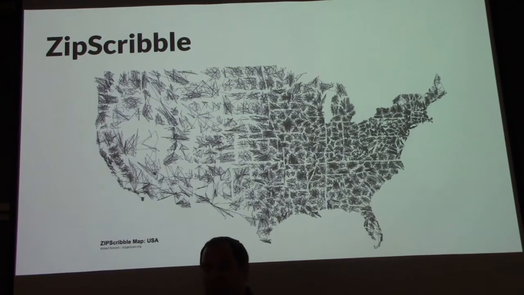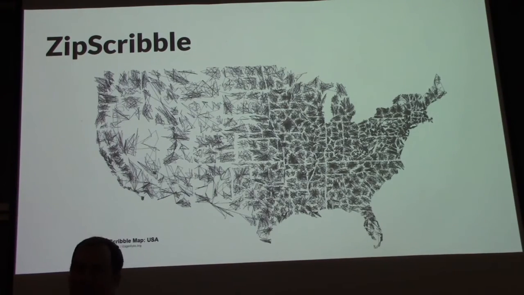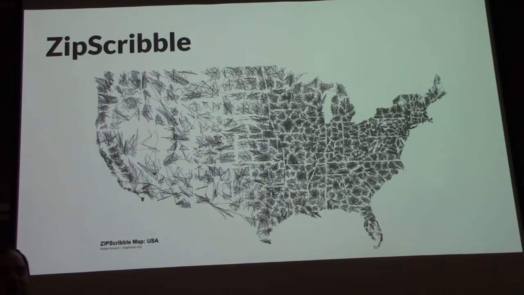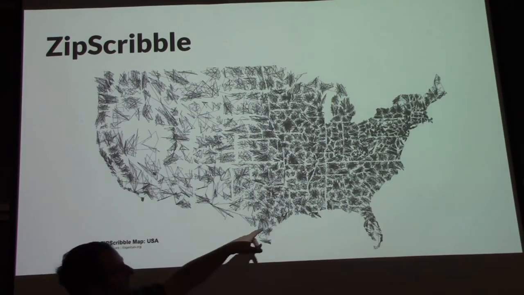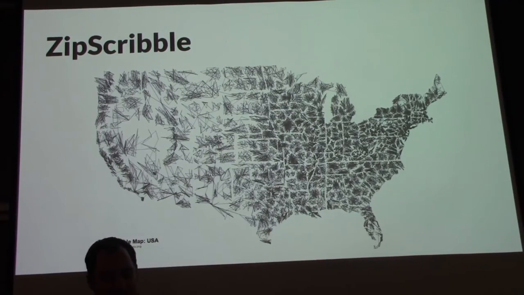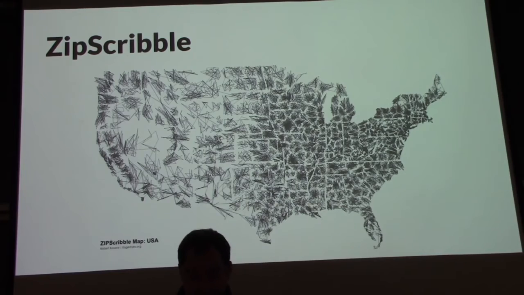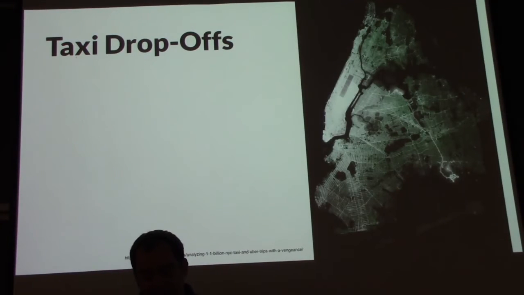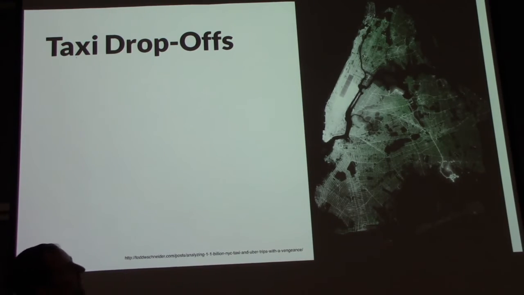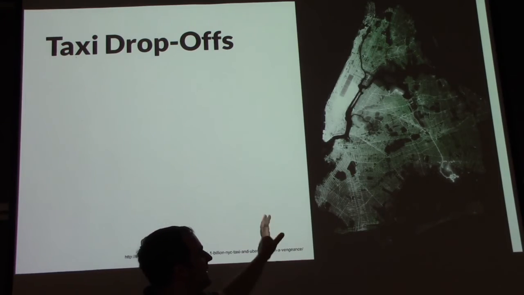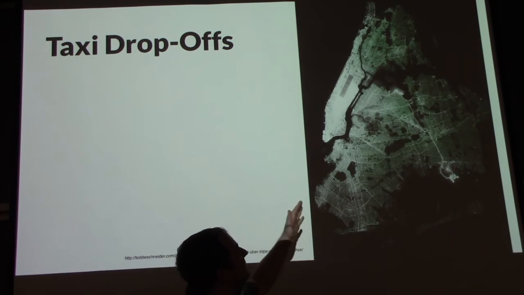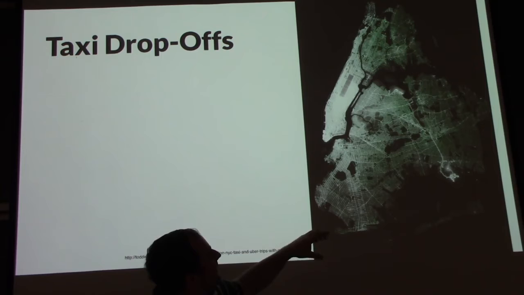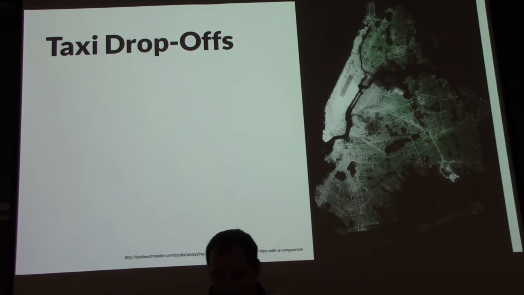This is a map that connects every zip code to the subsequent zip code. And so suddenly you can actually start to see the boundaries between states. This is a map of taxi drop-offs in New York City. Again, without any background map or any background structure. And you can see very clearly that lots of people are being dropped off in Manhattan, and in certain regions.